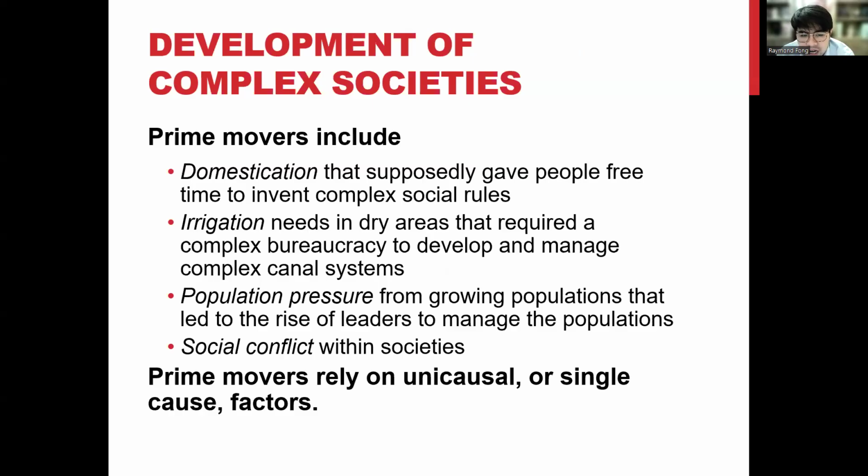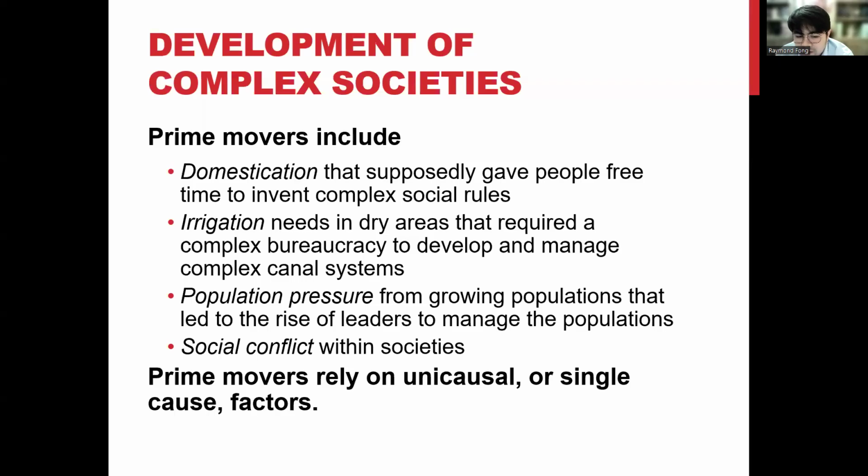Domestication supposedly gave you free time to invent complex social rules. Basically, because we were domesticating, we had more food, and because we had more food, we were able to focus on making rules instead of focusing on how to survive. Irrigation needs in dry areas required a complex bureaucracy to develop and manage complex canal systems. For those who don't know, irrigation is the process of getting water from one place to another. In places far away from water, they needed to find ways to get water to them. But in order to develop a way to get water over to the society, what they're saying is that the water needs forced people to be bureaucratic, meaning kind of political, develop relationships, all these other things that may have led to complex societies.